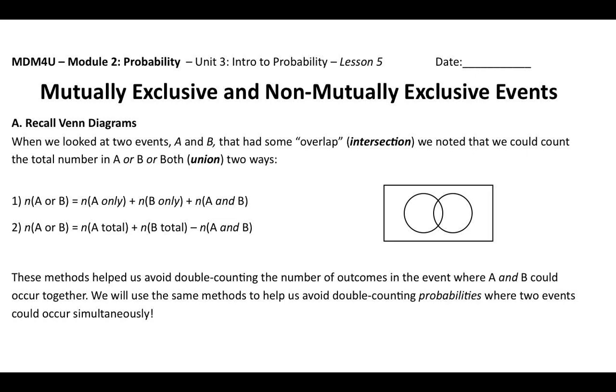Now, here we were just counting. It was cardinality, like how many ways can we do this? But now we're going to do the same thing, and you can imagine it's no different. If you change those n's into p's, then the probability that A or B could happen is going to be the same kind of procedure. So we're going to use the exact same methods that we learned in Venn diagrams to help us count probabilities where you could actually be both. There could be some overlap.